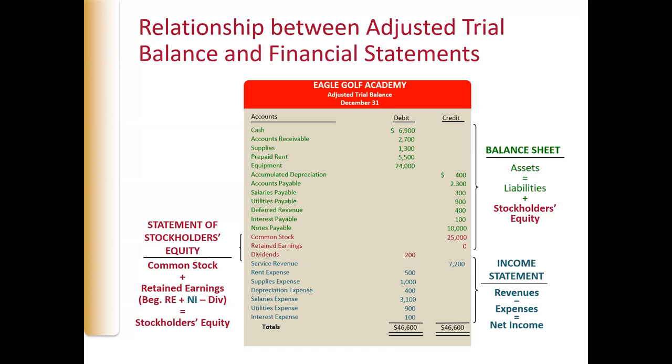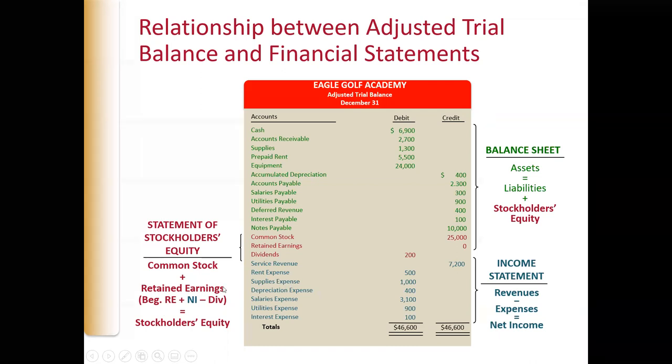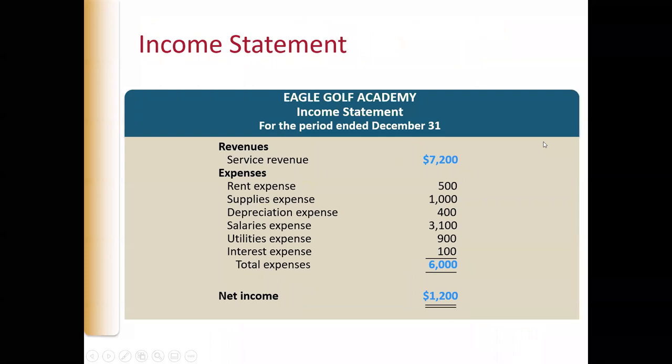Then, as you see, all of the green will give us our balance sheet items. Our balance sheet items, along with the information we get from the statement of stockholders' equity, total our balance sheet. So we'll start with our income statement. We will then create our statement of stockholders' equity, and then we will create our balance sheet.